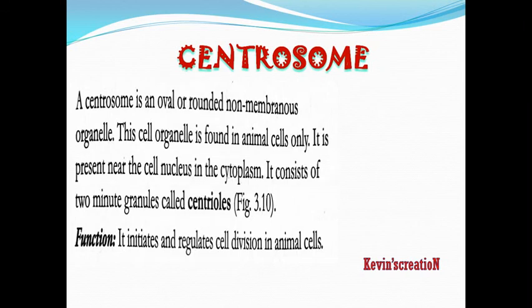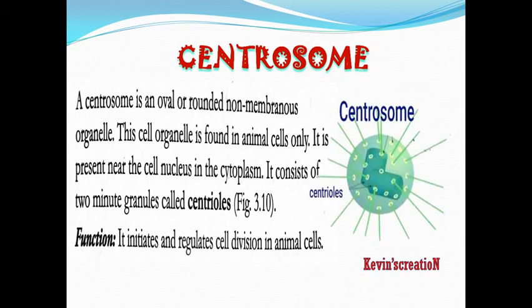Now comes the centrosome. A centrosome is an oval or rounded non-membranous organelle. So this is the centrosome. It is found only in animal cells. That means the centrosome you will not find in the plant cell, and you will find it near the nucleus of the cell in the cytoplasm. So wherever you see the nucleus, near to it you will find the centrosome.